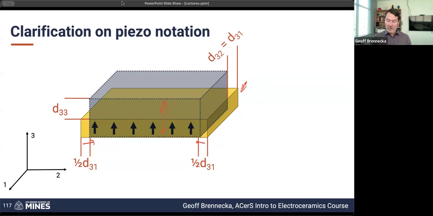By poling it, you are introducing that three direction. So if you want to take advantage of this lateral dimension, for example, you still apply a field here and get a change in dimensions laterally. That's what the d31, d32, that's what those refer to.